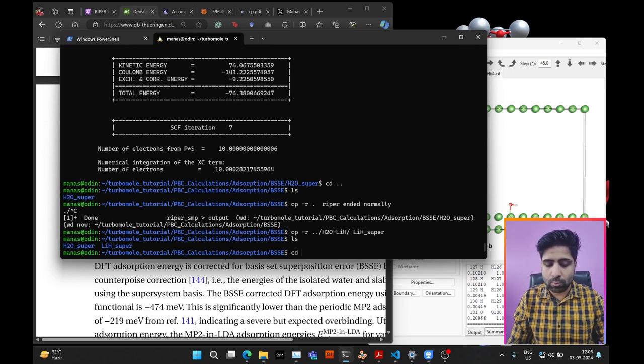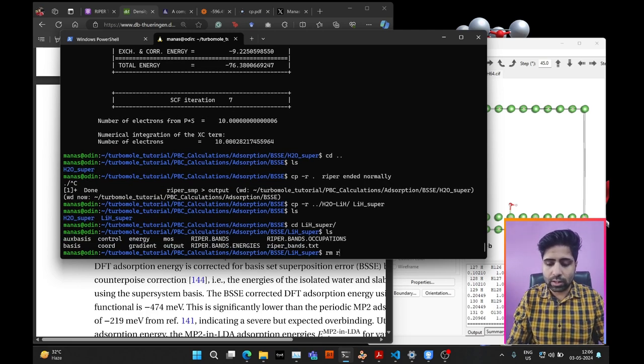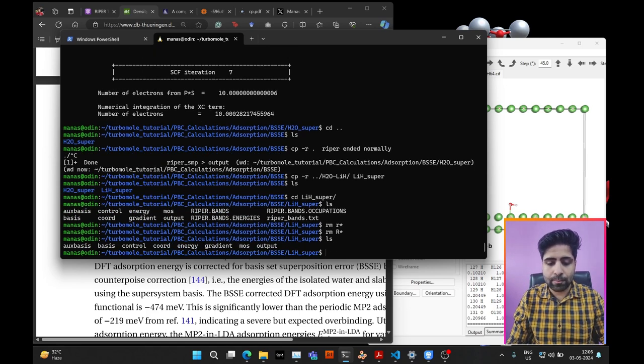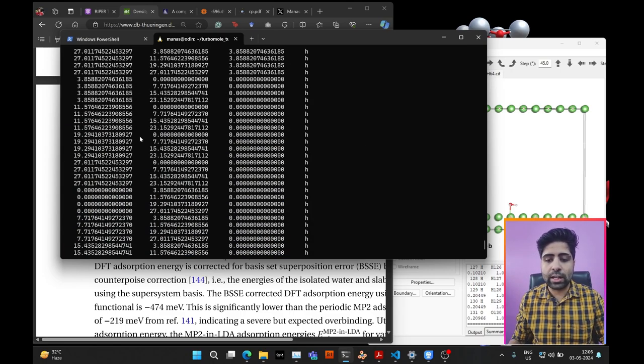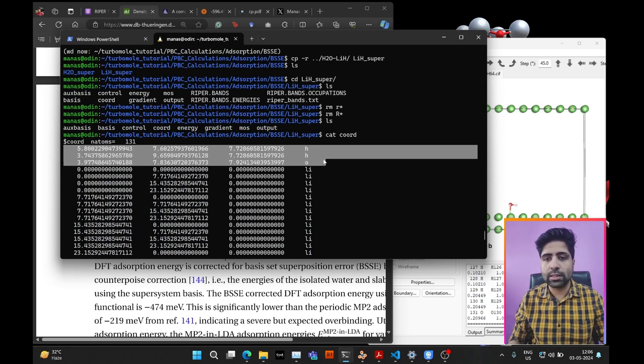Okay, so now we will move into this LiH super directory. And once again, we'll get rid of these ripper files. And yeah, so again, this time we want to set the charges of only the first three atoms to be zero, because this is a calculation for the LiH surface, so the charges of the LiH shouldn't be zero.